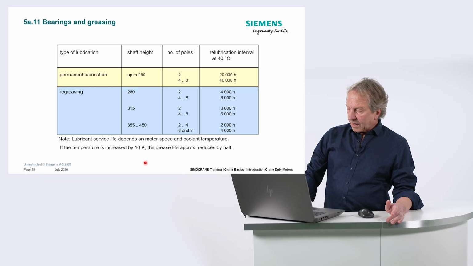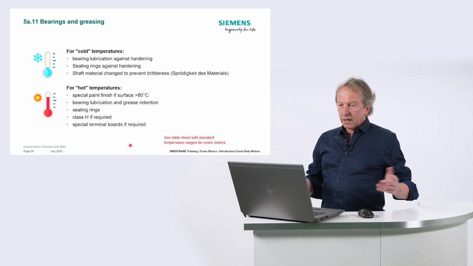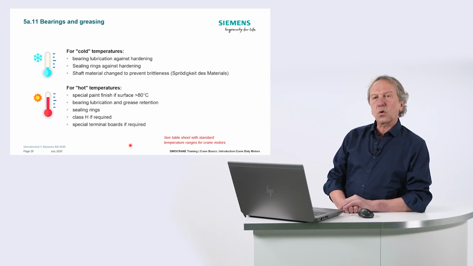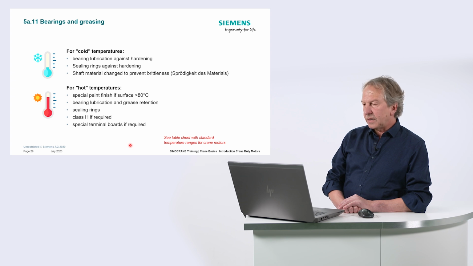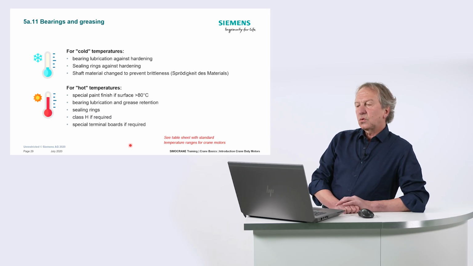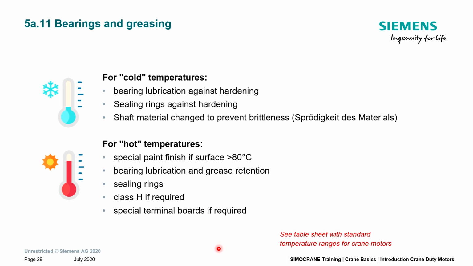Then we have some specialties. As I explained, cranes are installed everywhere, all over the world, from the Sahara up to the Arctic, and that means here we face different tough environments. Here is just a reminder what to consider for cold temperatures. That means the bearing lubrication is a special type. Sealing rings have to be considered, and the shaft material for very cold temperatures up to minus 60 degrees has to be considered. It's just a reminder for details.